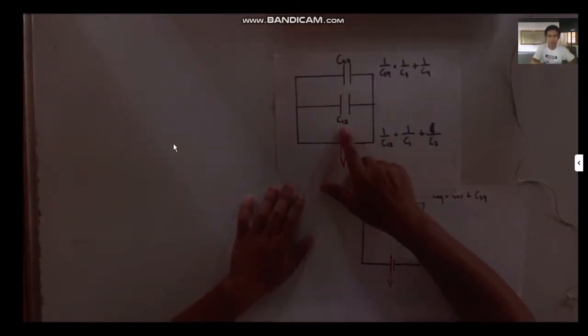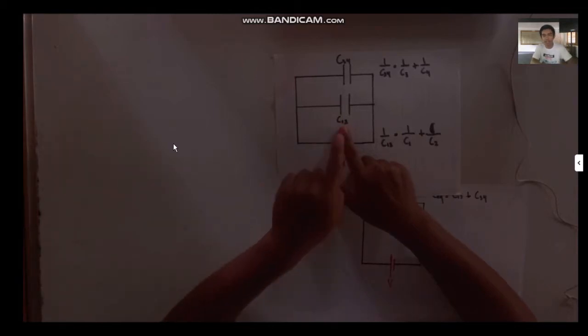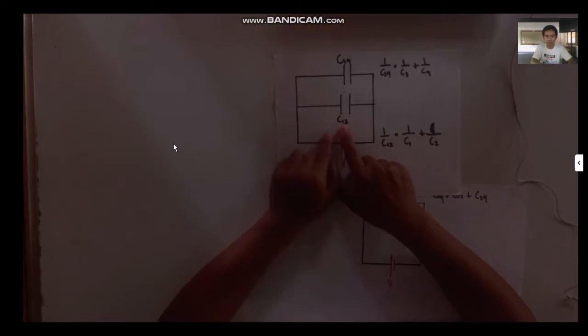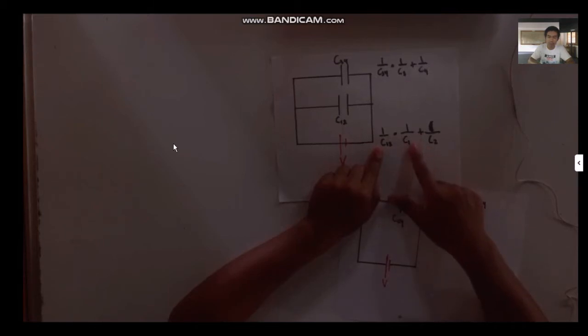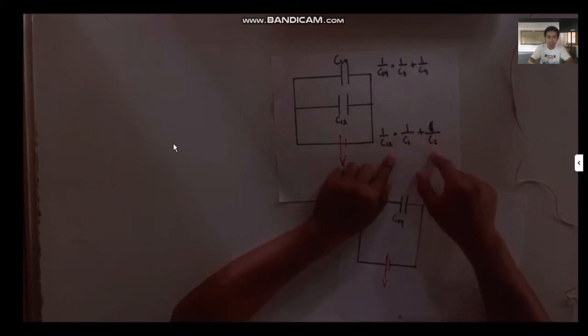Then we have C12 as the combination of capacitor 1 and capacitor 2. So what is the equivalent capacitance of C12? Since capacitor 1 and capacitor 2 are connected in series, this is the equivalent capacitance: 1 over C12 is equal to 1 over C1 plus 1 over C2.